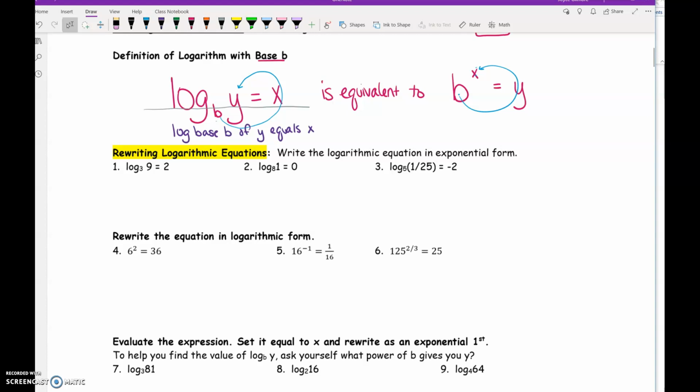First thing we're going to do is rewrite logarithms in exponential form. You need to get really good at switching forms. So if it has a log, it's logarithmic form. If it has an exponent, like 4, 5, and 6, it's written in exponential form, and we have to be able to switch between the two.